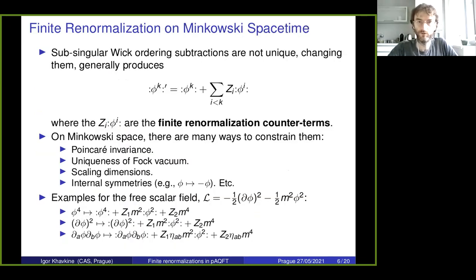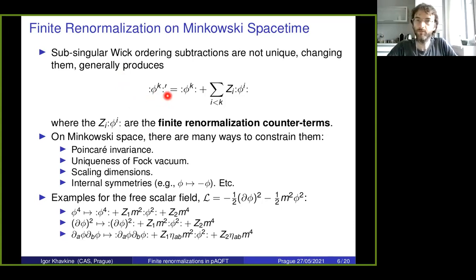All right, so here's an example. But just think of QFT on Minkowski space. Everything is Poincaré invariant. We have a nice Fock vacuum. We have a prescription for Wick products using vacuum subtraction. Fine. But maybe that prescription is somehow anomalous. What can we do to get rid of those anomalies?